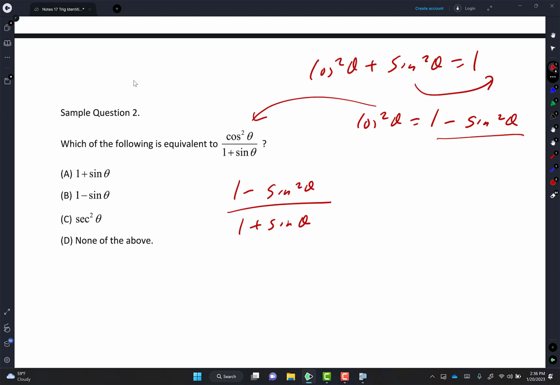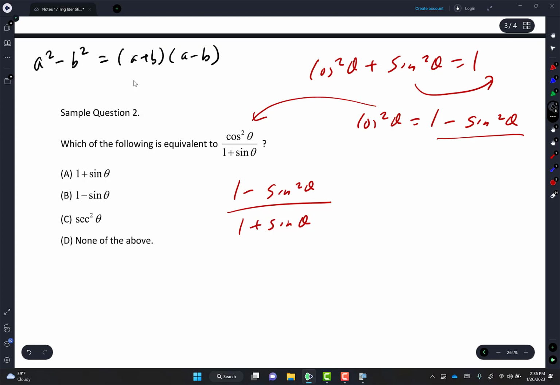Okay. The numerator is the difference of squares. Now, maybe you forgot about it, so let me make a side note. When you have two numbers that are perfect squares, at the high school level, this is the same thing as a plus b times a minus b. Do you guys remember that from Algebra 2? Okay.